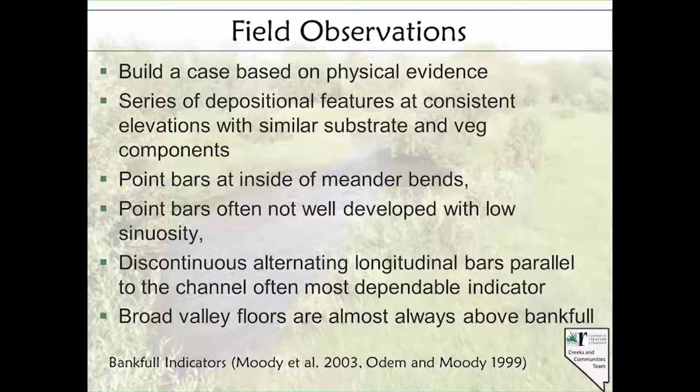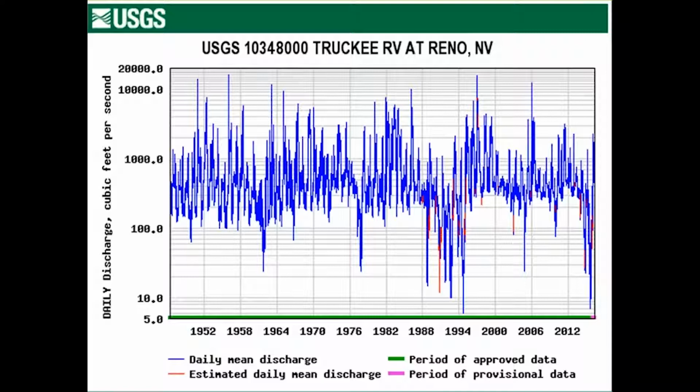So here's another example of a long-term hydrograph. This one's on the Truckee River at Reno. What we want to try to figure out is, what are those high points in there, and which one would be bankfull? It's hard to pick out of a hydrograph like this. What we want to look at is annual peak flows.